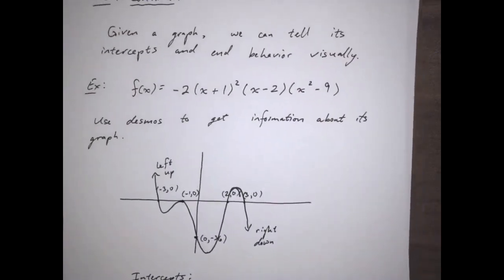Now, lastly, in 5.2, so this is what we'll do for all similar questions in 5.2 where you are going to be given a formula and asked to tell about the intercepts and the end behavior.